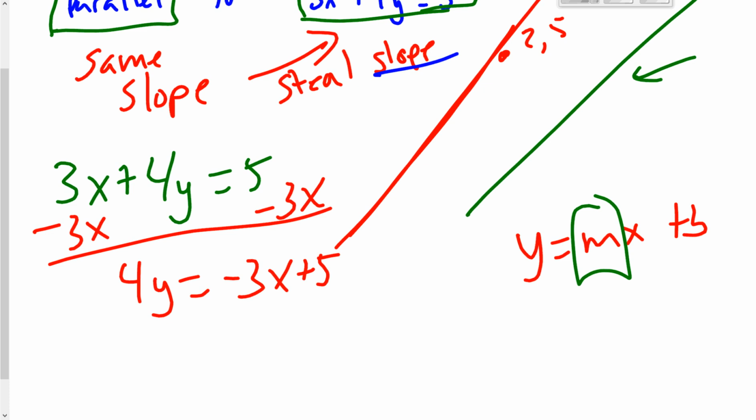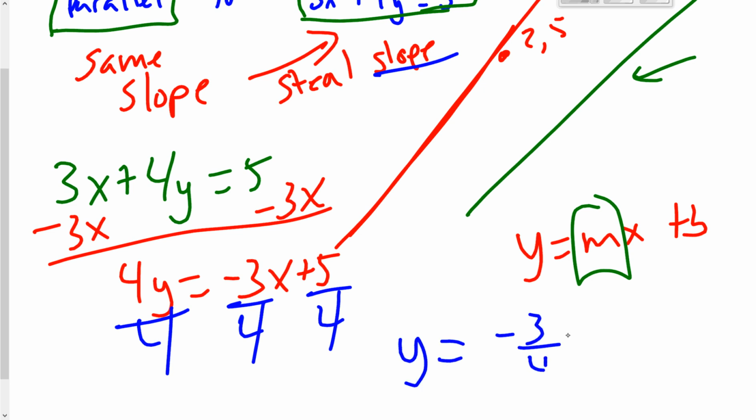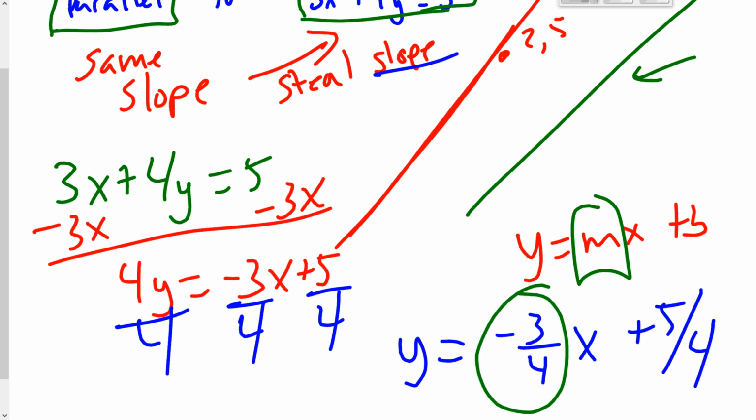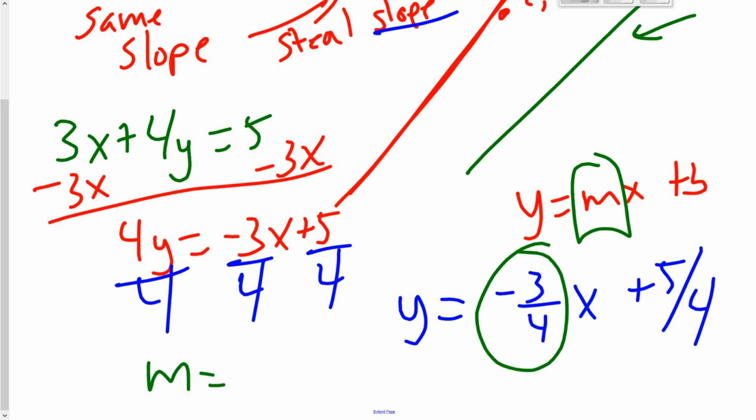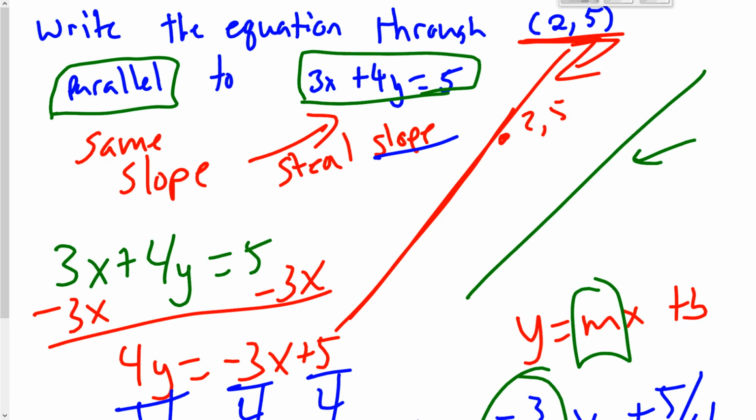Nice. Okay, so then I need to get y by itself, because it's y equals, so divide everything by 4. That includes this and the 5, but the 5 really doesn't matter, because all I'm doing is taking the slope. So y equals -3/4 x plus 5/4. And all I care about is what is that number in front of the x. What's that coefficient? -3/4. There's my slope. So now I have a slope, -3/4. So then I come back to my point that it says 2, 5.